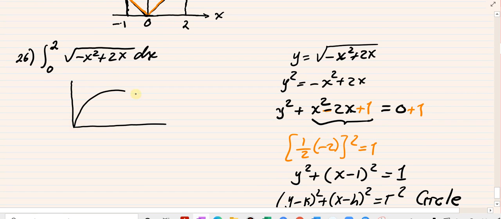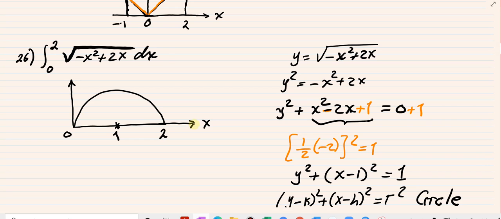So I'm just going to draw a half circle, right? And the reason it's a half circle is because you have a square root. The positive root gives you the upper portion of the circle, the half circle. Okay, and the center is at 1, radius 1, so that extends it to a distance of 2 on the x-axis. And so there you go. That's the graph of the function. It's going to be a half circle from 0 to 2.